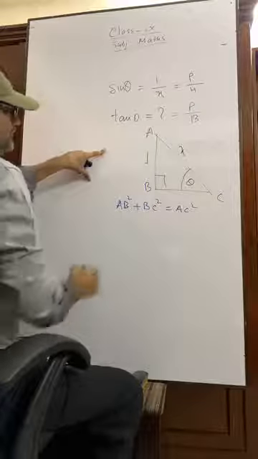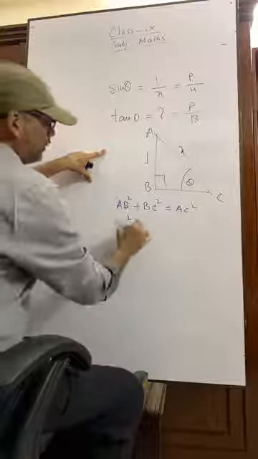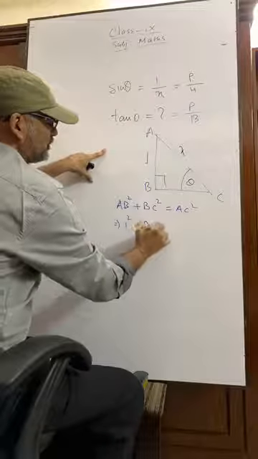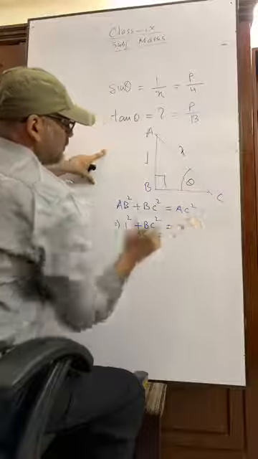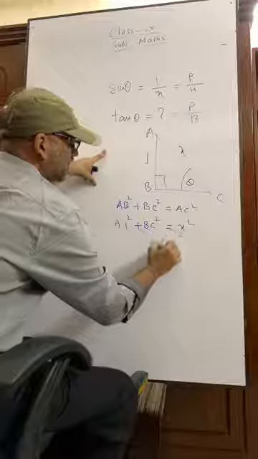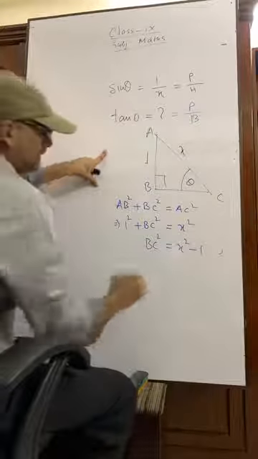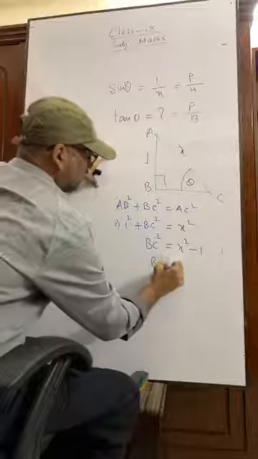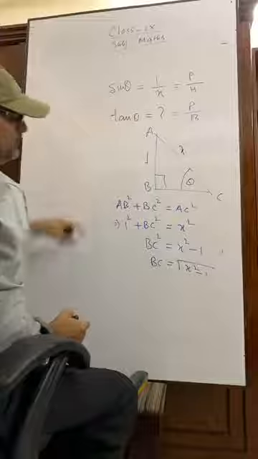Okay. So AB square equals to what? 1 square, and we don't know BC, so it is BC square. For AC it is x. Okay. So see from here, BC square is equal to x square minus 1. That means BC is equal to √(x square minus 1).